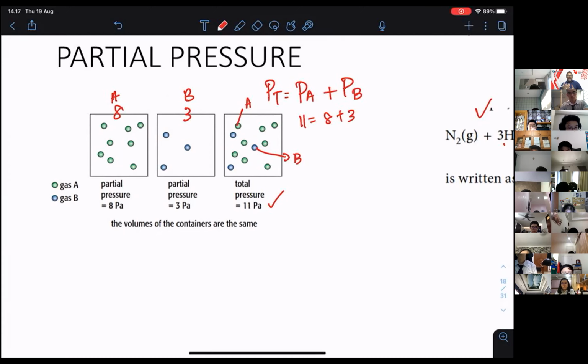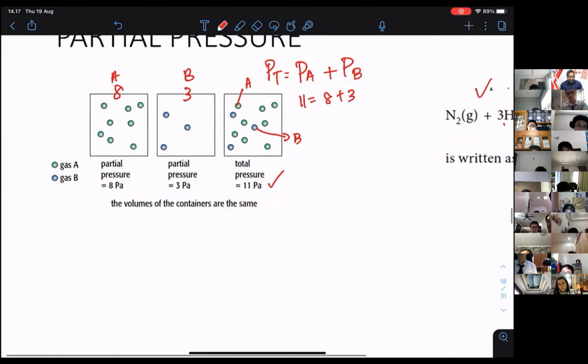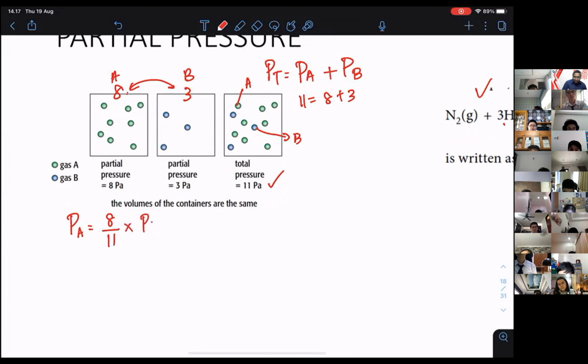So how do we calculate that? In simple terms, it's like this. If I want to calculate the partial pressure of A, it's quite simple. 8 divided by total. What is the total? 8 plus 3 is 11. Then I times with total pressure. So it is actually 8 over 11, and total pressure in this case is 11. If I cancel, I get 8. That's the meaning.